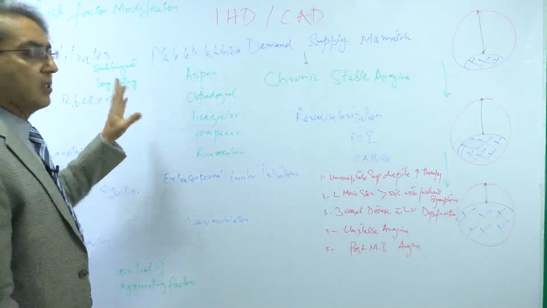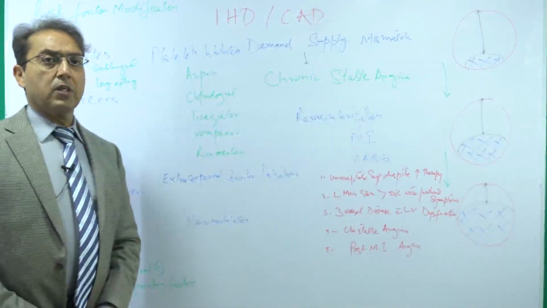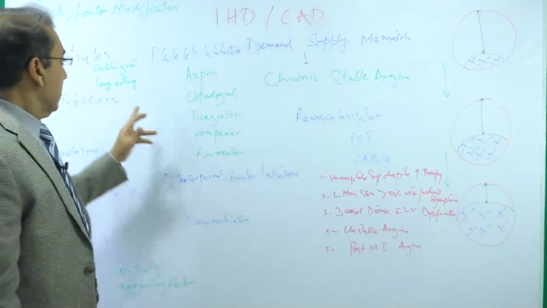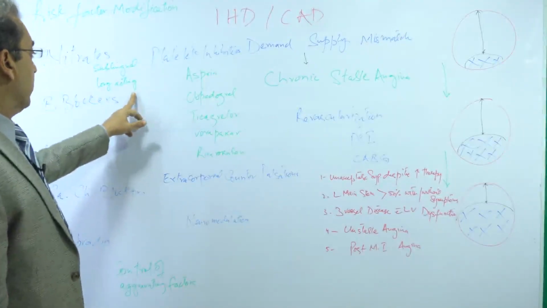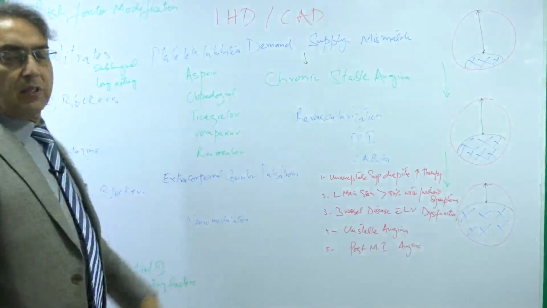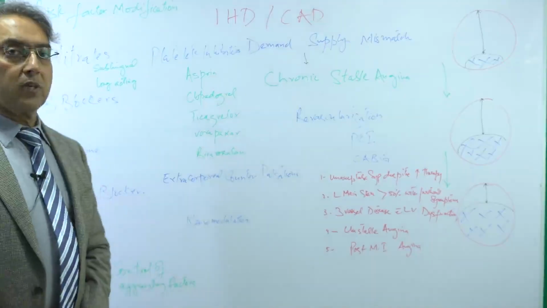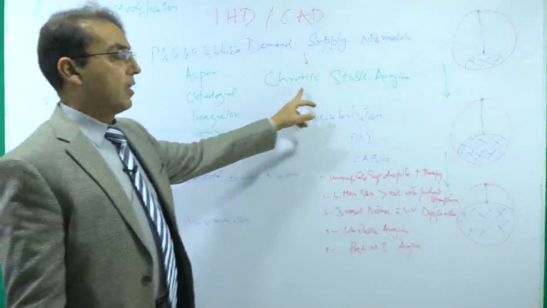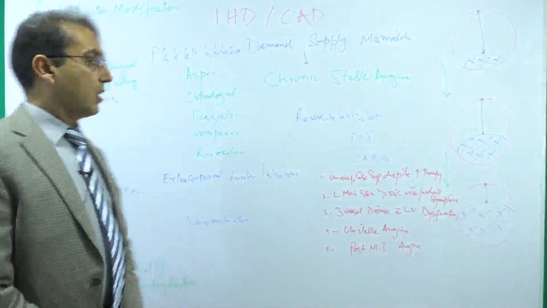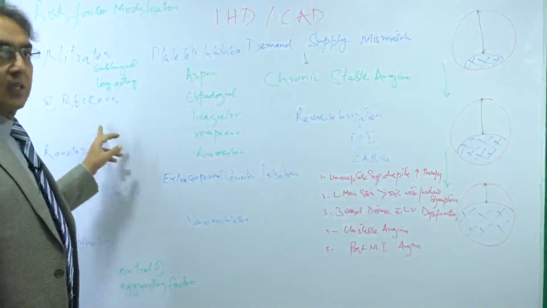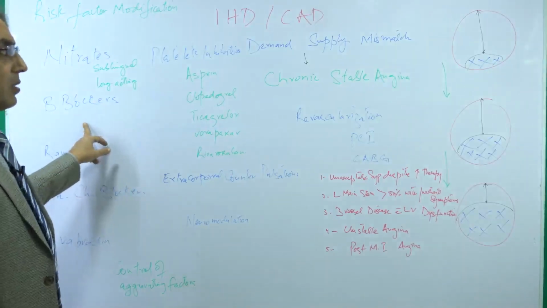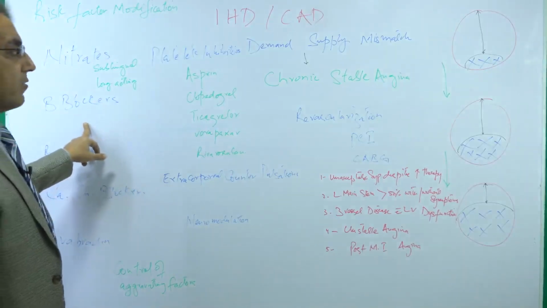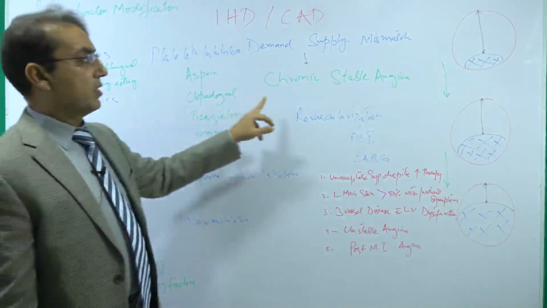Another problem with nitrates is that they cause intolerable headache in some patients. So these are good drugs which provide symptomatic improvement. And then you've got beta blockers. Beta blockers are probably one of the most important drugs used in chronic stable angina. A lot of studies have shown that beta blockers in ischemic heart disease, post-MI, decrease mortality. So beta blockers are the next line of drugs used for chronic stable angina.